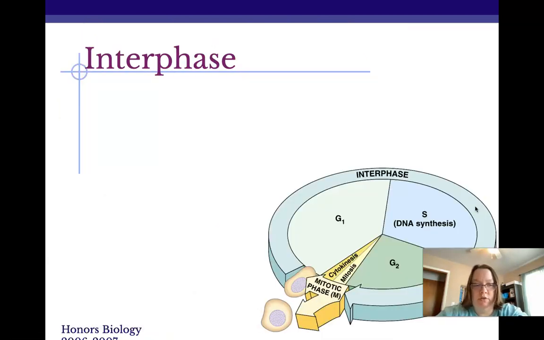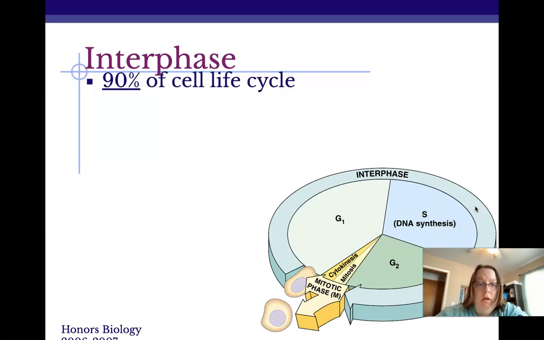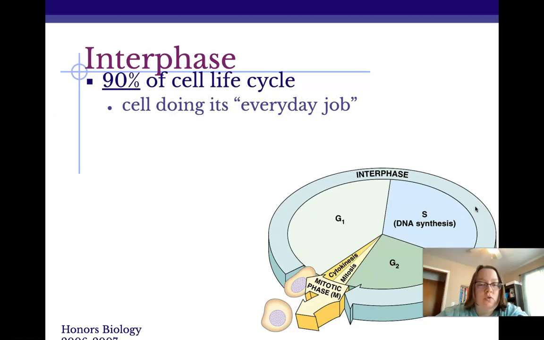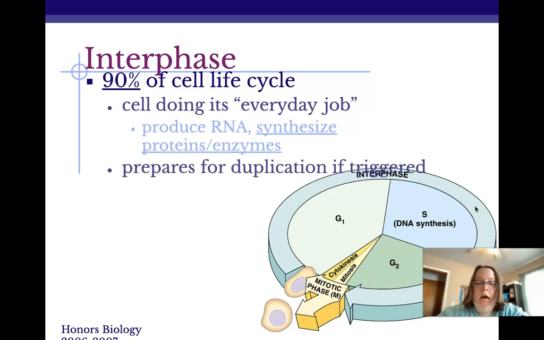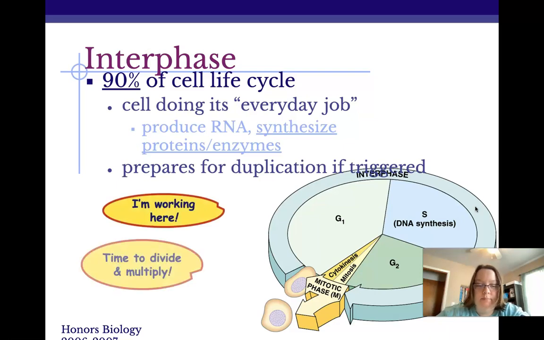So step 1 was interphase. Interphase, it's 90% of the cell cycle. A cell spends 90% of its time in interphase. And interphase is just a cell doing its normal thing. So a cell isn't dividing all the time. Most of the time, your cell is just hanging out, doing its everyday job. In this process, it's making RNA, it's making proteins, making enzymes. But it does have to start making some preparations if it needs to divide. So when the cell needs to divide, it will start to do a few things.